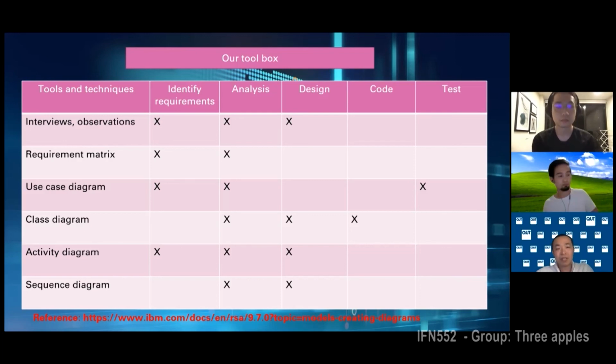And for the sequence diagram, we can use it in the analysis phase. It helps to illustrate the interactions of the classes to realize the use case. And in the design phase, sequence diagrams plan how the system works to accomplish the interactions.